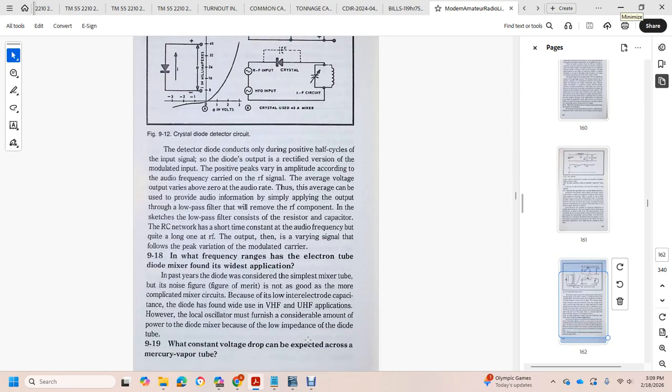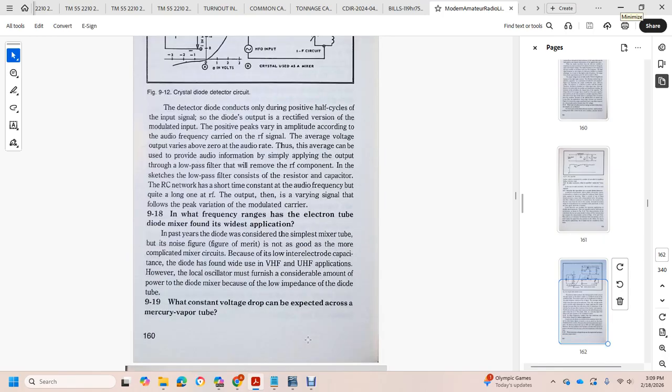And then, what frequency range is the electron tube diode mixer found in? The widest application of this is at VHF and UHF, where the diode mixer with a simple mixer tube has a good noise figure, more so than a more complicated mixer circuit, because of the low electrode capacity of the diode. Applications have a local oscillator with a considerable amount of power, and the diode mixer is used because of the low impedance of the diode tube.